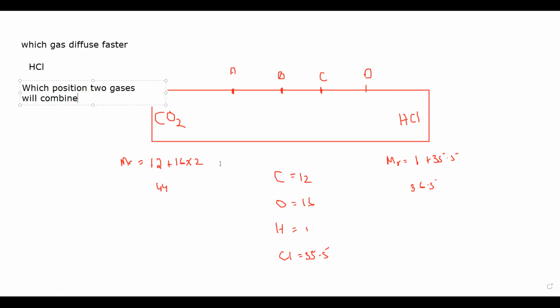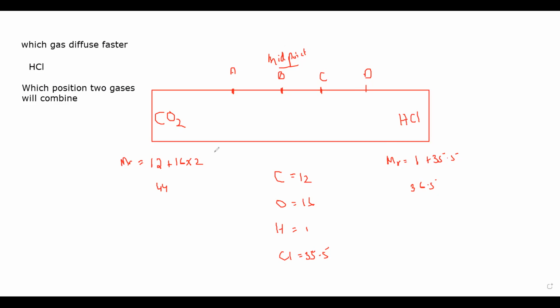So which position will the two gases combine? For example, if B is the center, B is the midpoint. So they cannot join at the midpoint. Why can they not join at the midpoint? Because B is exactly at the center. So if it is exactly at the center, it cannot join at B.